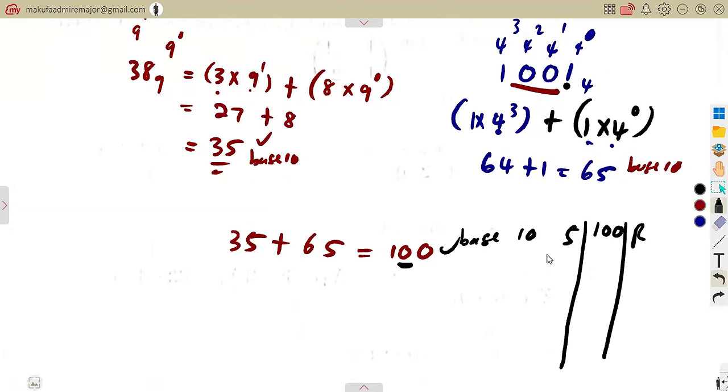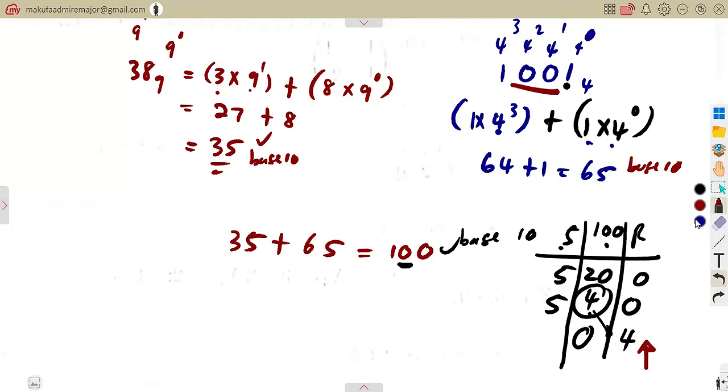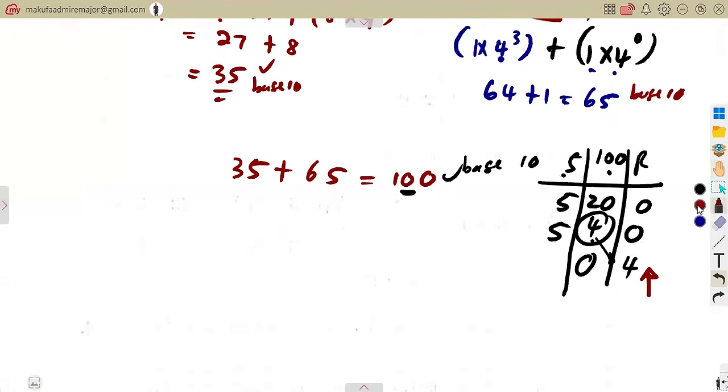So that's it. Let's see. 5 into 100, that's 20. Remainder 0. 5 into 20, that's a 4. So it's going to be 4, remainder 0 here. 5 into this 4, that's going to be a 0. Then you put this as a remainder. Like I said, from the bottom going up, that is going to be your answer in base 5, the one that you're dividing with. So the answer was going to be 4, 0, 0. So that's 4, 0, 0 base 5.